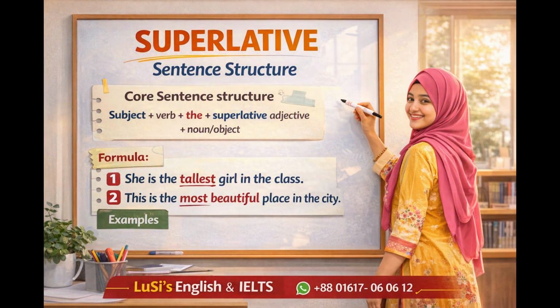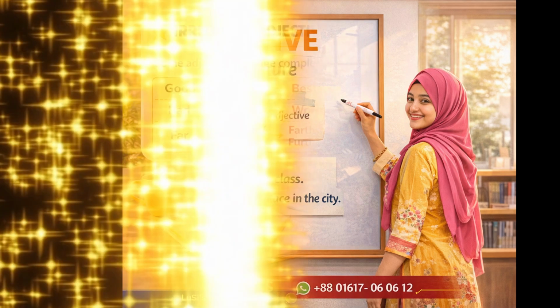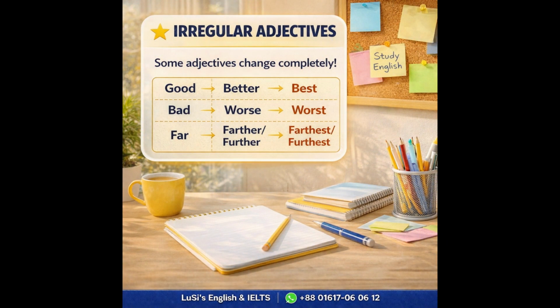For example, she is the tallest girl in the class. This is the most beautiful place in the city. And remember, some adjectives are irregular. For example, good, better, best, bad, worst, far, further, furthest. That's how degrees of adjective work in English. Keep practicing and your English will get better and better every day.